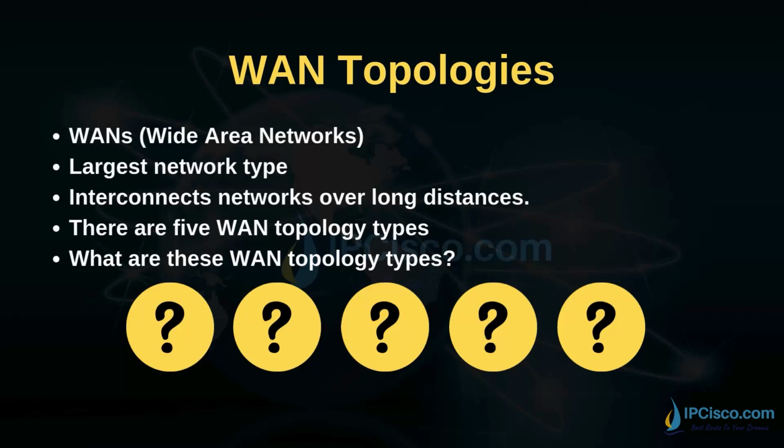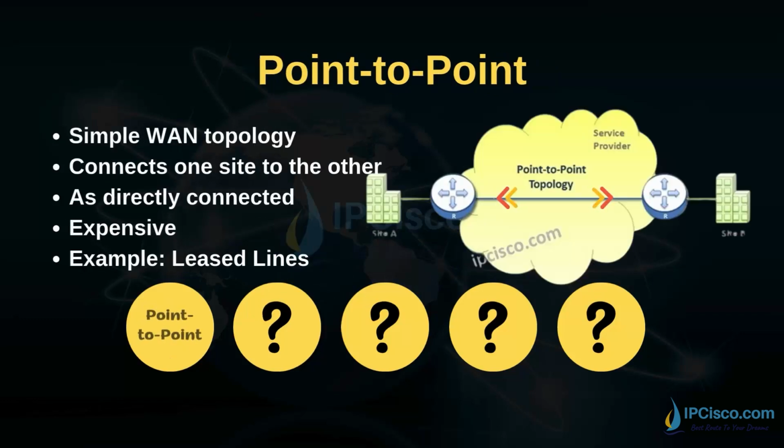We connect networks over long distances like cities, countries, and continents with WAN links. Here, we will focus on 5 WAN topologies. Then what are these WAN topology types? Let's learn one by one. The first WAN topology type is point-to-point topology. This is the simplest WAN topology type.